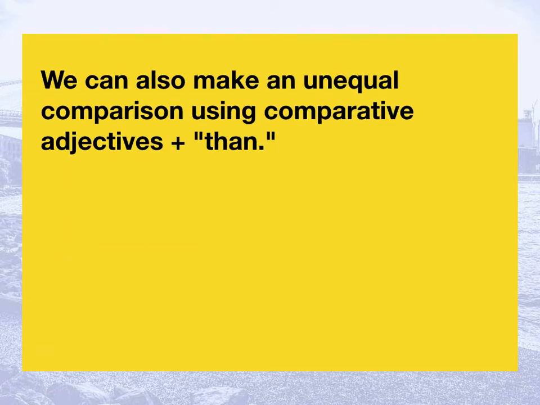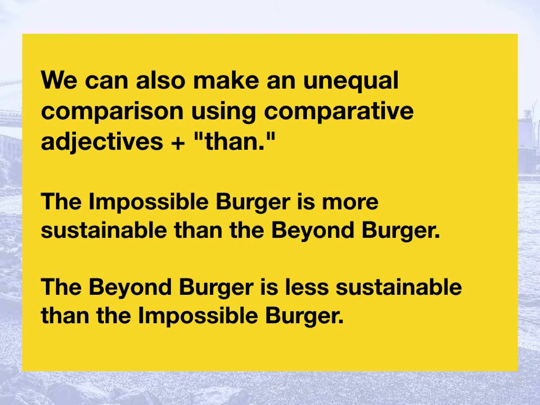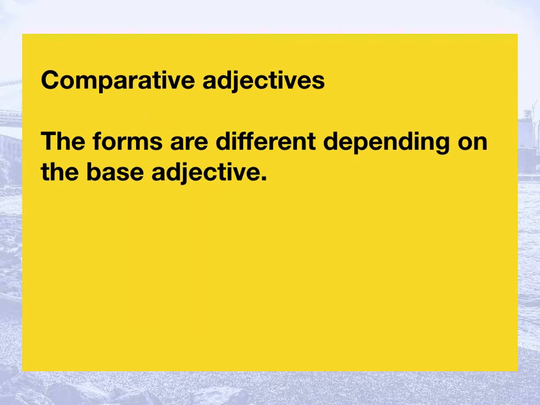We can also make an unequal comparison using comparative adjectives plus than. For example, the Impossible Burger is more sustainable than the Beyond Burger. The Beyond Burger is less sustainable than the Impossible Burger. As we look at comparative adjectives, we'll see that the forms are different depending on the base adjective.